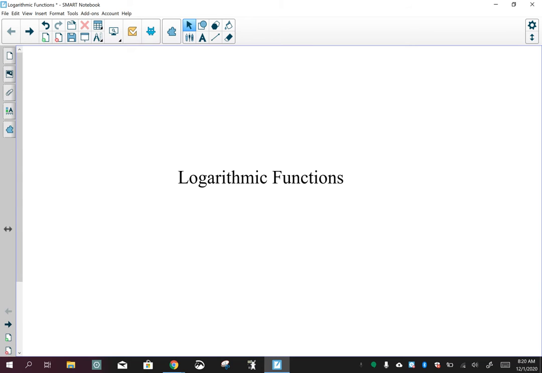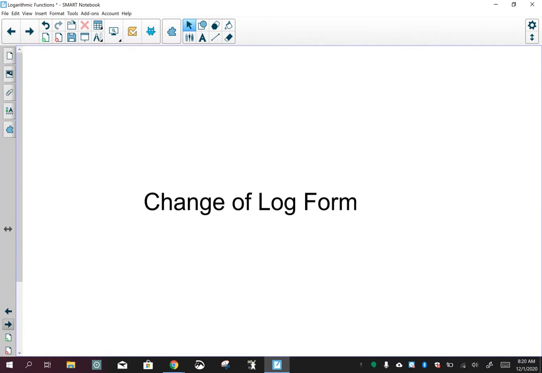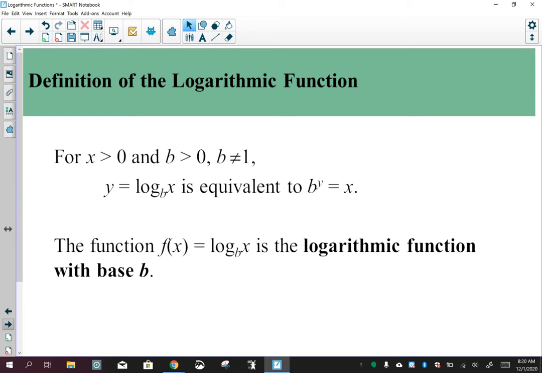So let's look at what we're going to be covering here. We have a lot of things to cover. We're going to change back and forth between logs and exponents. We're going to evaluate and use basic properties. And then we're going to do a little bit of graphing and talk about domain and talk about natural logs. So let's get right into this. And we're going to start off with the change of log form. So the definition of a logarithm.